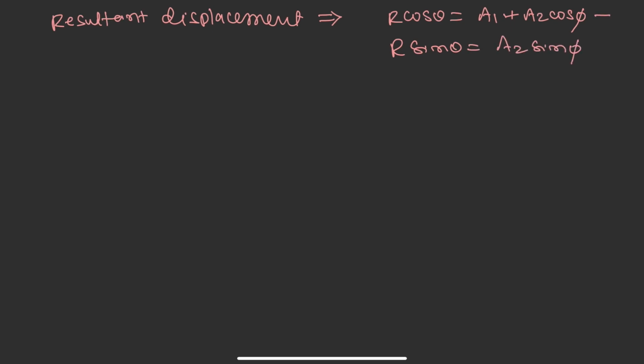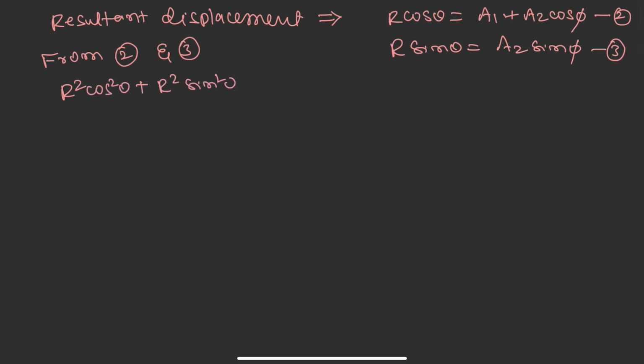So just to treat it as, it's what? Let it be equation number 2, and next one is equation number 3. From the equations 2 and 3, first one is squaring on both sides and adding them, then you will get R square cos square theta plus R square sin square theta is equal to (A1 plus A2 cos phi) whole square plus (A2 sin phi) whole square.